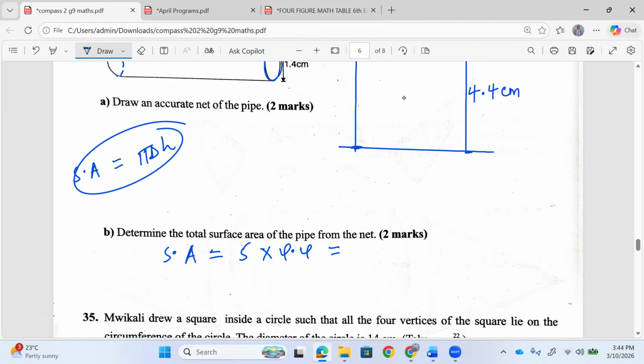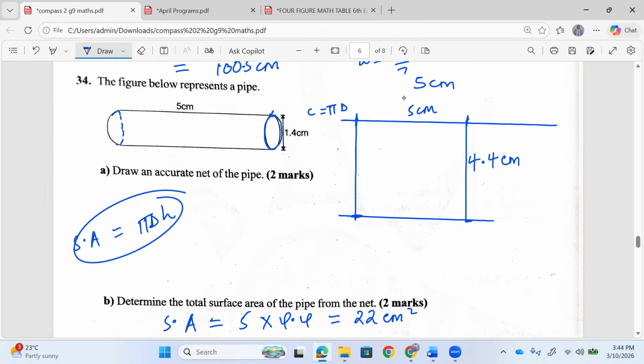Remember, we are not adding anything to the curved surface. We're not adding anything. This is 22. The reason why we are not adding anything is because the cylinder was not closed on any side. Being a pipe, it is not closed on any end.